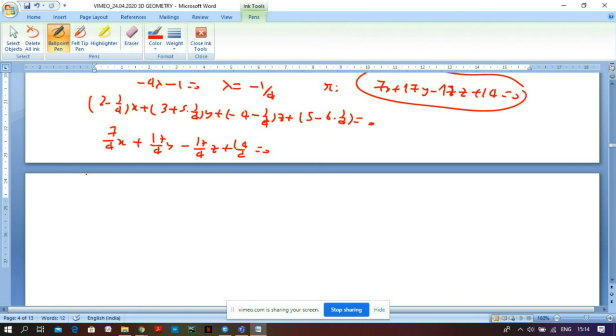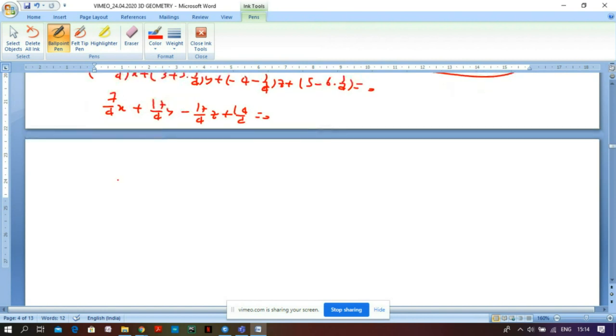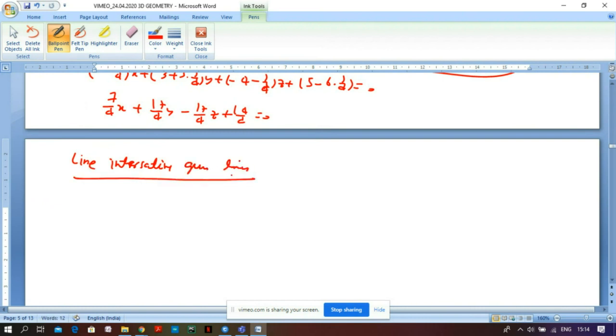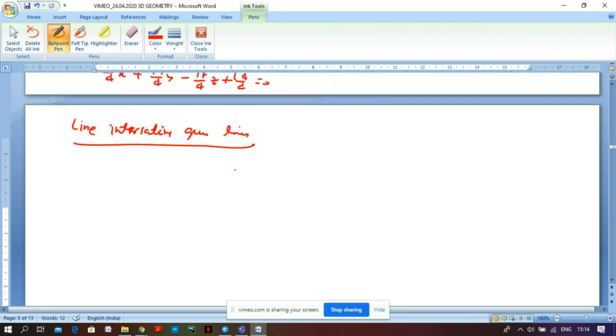So going forward, sometimes it is given that we have to find a line intersecting given lines. For example, if I ask: find the equation of line L.